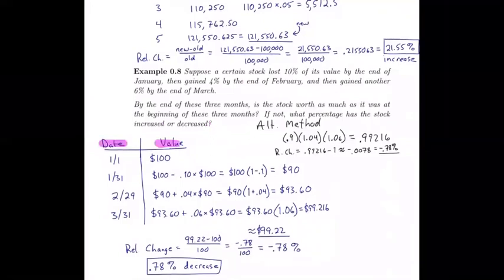So we know that the stock starts out on January 1st. We'll just say it's worth $100 per share. It's a reasonable way to do this. Now, by the end of January, on January 31st, it's lost 10% of its value. So $100 minus 10% of 100, or 0.1 times $100. I'm adding an extra line here just to see it.